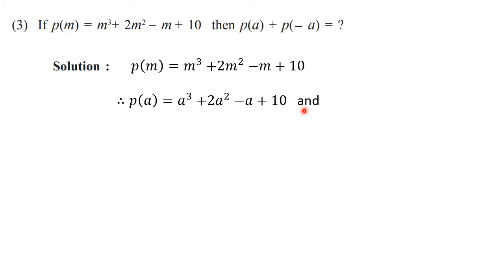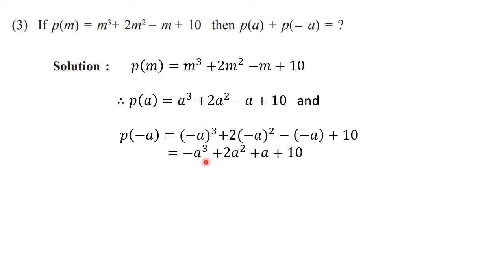And then similarly we can find out p of minus a. So that is minus a cube plus 2 into minus a square minus of minus a plus 10. See, here everywhere minus a we are going to write in bracket because of the minus sign. Now you know that cube of negative number is negative. So cube of minus a cube is minus a cube. Then square is never negative. So here we will get plus 2a square. This minus and this minus will give us plus a and 10 as it is.